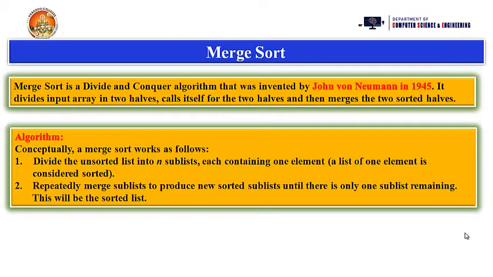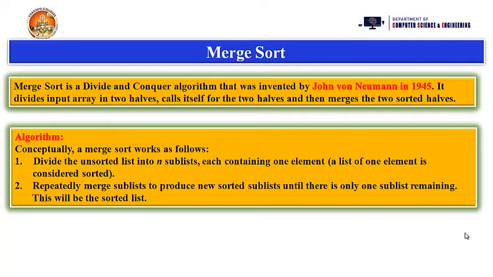Merge sort is a divide and conquer algorithm that was invented by John von Neumann in 1945. It divides the input array into two halves, calls itself for the two halves, and then merges the two sorted halves. So what is a divide and conquer algorithm? We are going to divide the big problem into sub-problems, find the solution for those sub-problems, and finally combine the solutions to get the big problem's solution. So that is the divide and conquer algorithm.